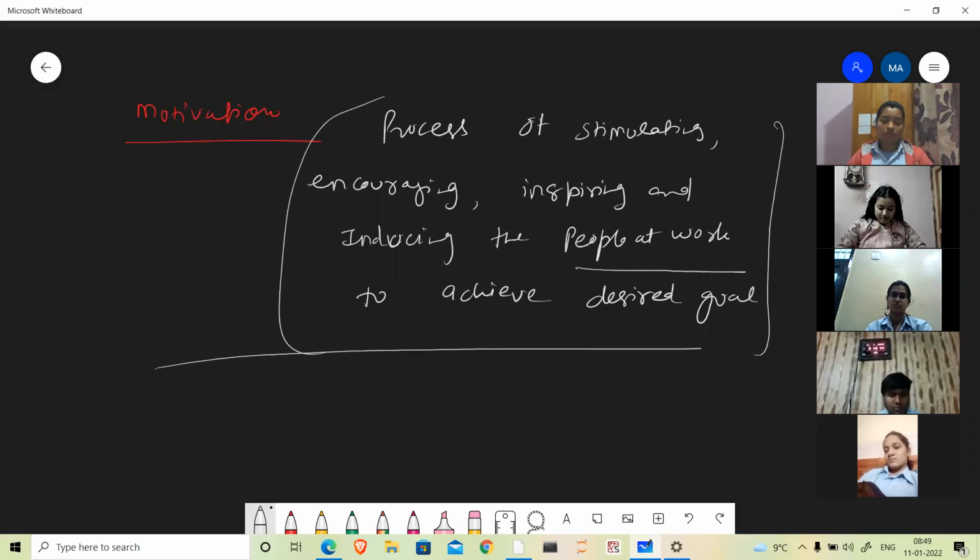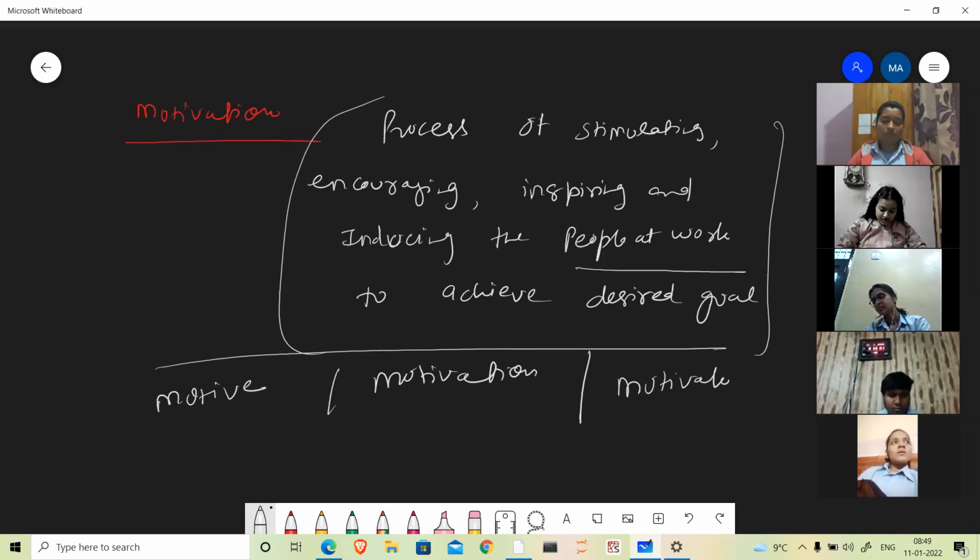So now, similar to motivation, there are three words. First is motive, second motivation, which we have already done, and the third is motivator. All these are three important words which can be one marker questions. Motive. What is the motive? Motive is an inner state or desire.